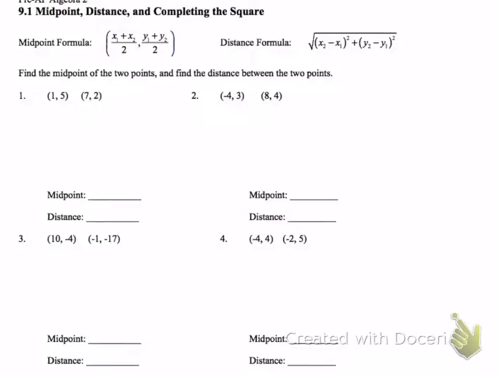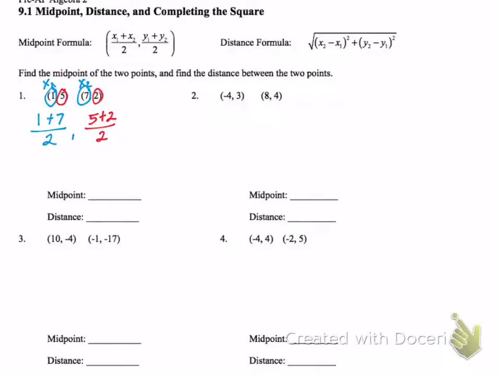For midpoint formula, you're just finding the average between the x values and the average between the y values. So if we look at number 1, if I'm finding the average of x1 and x2, I'm going to add those together. So 1 plus 7 divided by 2. And then if I find the average of the y values, 5 plus 2 divided by 2.